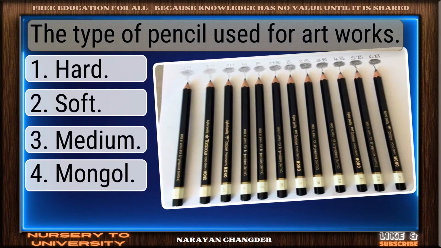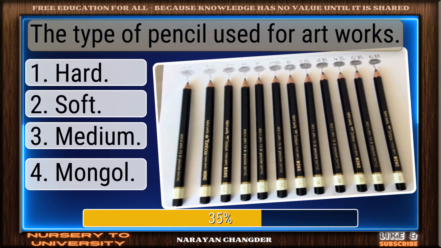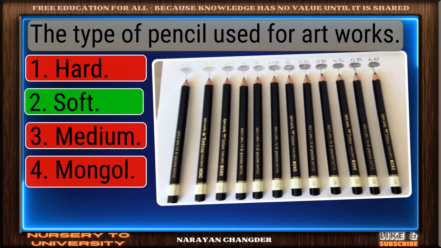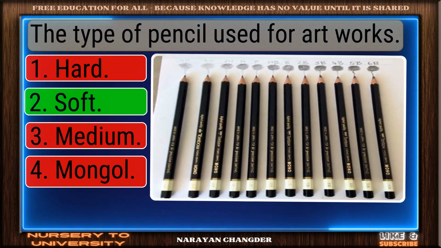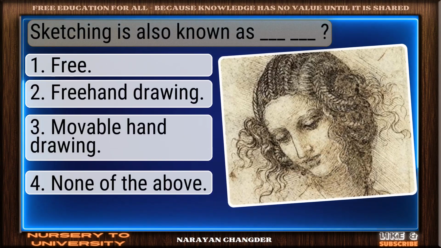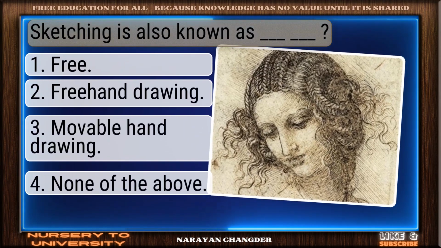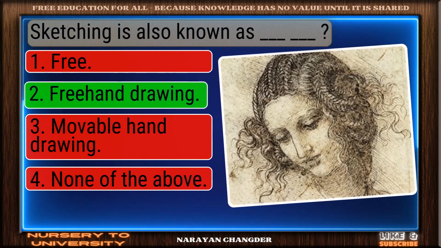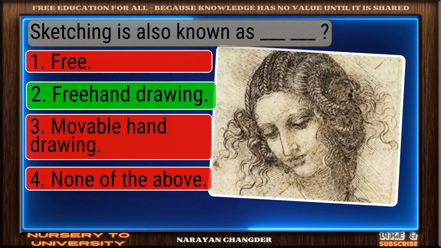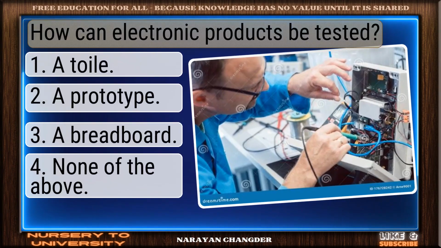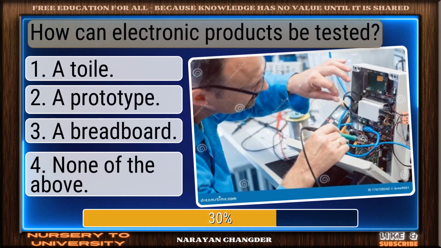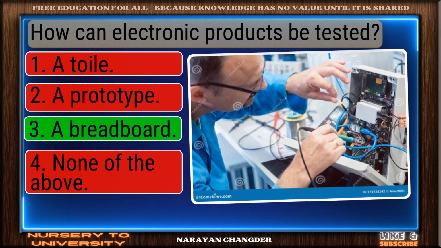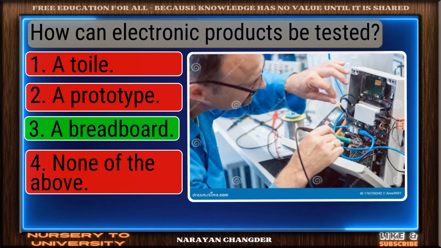The type of pencil used for artworks. Correct. Soft is spot on. Sketching is also known as dash dash. Bravo. Freehand drawing is the answer. How can electronic products be tested? Great job. A breadboard is accurate.